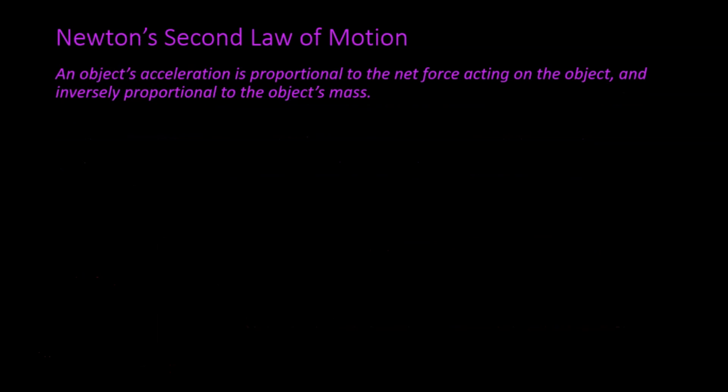Let's move on and look at Newton's second law of motion. It says an object's acceleration is proportional to the net force acting on the object and inversely proportional to the object's mass. We often see this represented as a math equation. This is the only one of the 3 laws of motion that are represented often by a math equation. And here we have acceleration is equal to the net force divided by the object's mass, or the more common way we'll see it is the net force is equal to the mass times the acceleration. Mathematically, these two are the same thing.